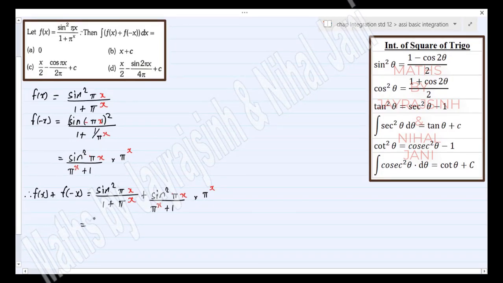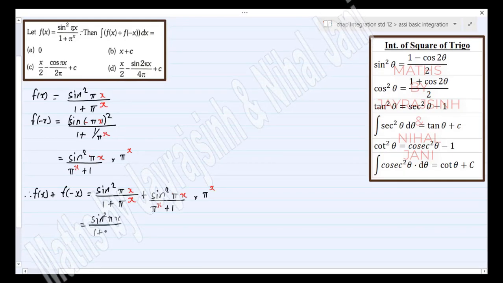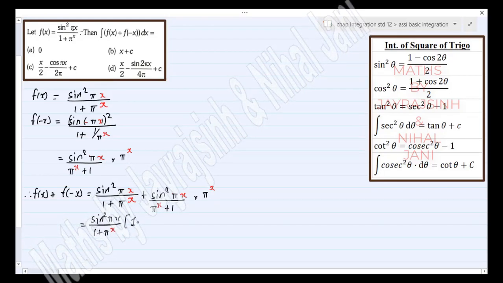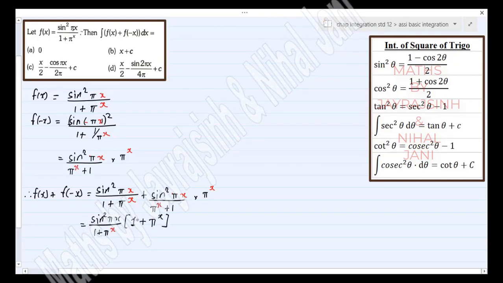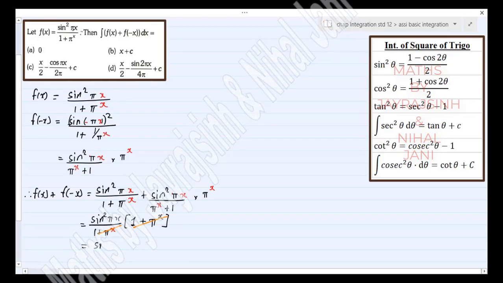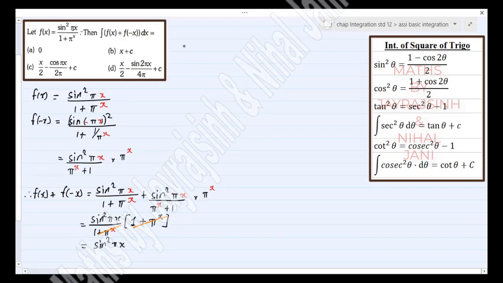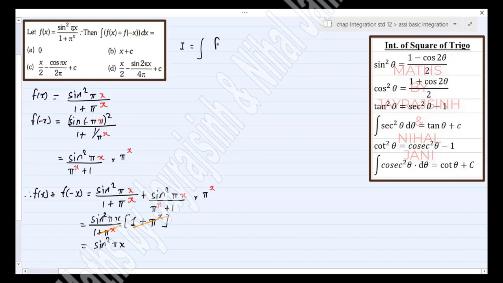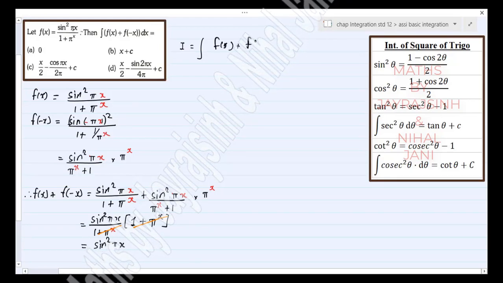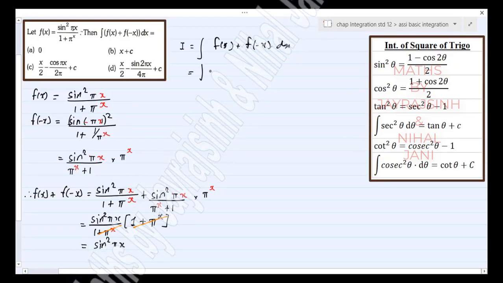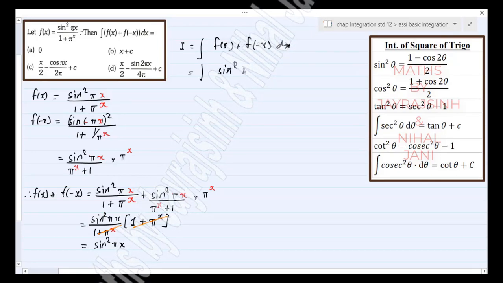Now here you can see we can take sin square pi x upon 1 plus pi raised to x common. So in the first term the only remaining term is 1. In the second term we will get pi raised to x. So here 1 plus pi raised to x and 1 plus pi raised to x will cancel out, and we will get sin square pi x. But if you remember the question, you have to find the integration of f(x) plus f(-x), or we can say the integration of sin square pi x.